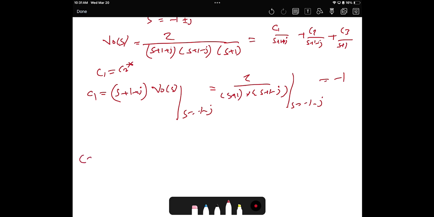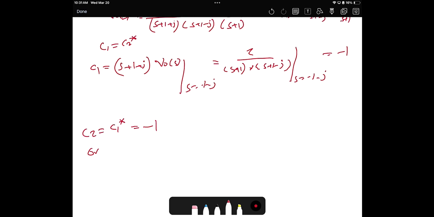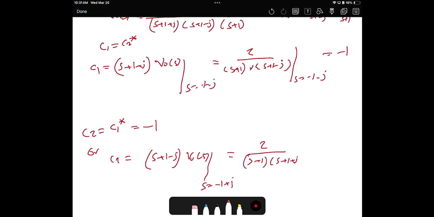Then to find C2, we can say it's C1's conjugate, and since there is no imaginary part, it will be the same, negative 1, or you can calculate it. C2 will be S plus 1 minus J times VO of S, substituting S equal to negative 1 plus J. Then it will be 2 over S plus 1 times S plus 1 plus J, with S equal to negative 1 plus J. So the answer will be negative 1.